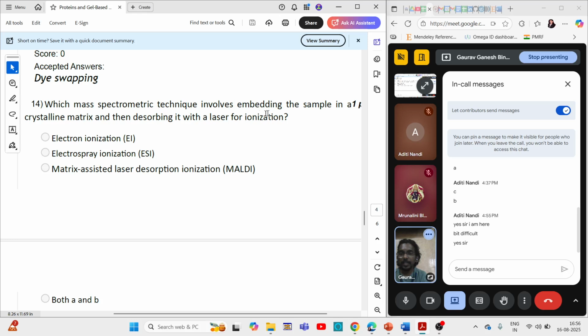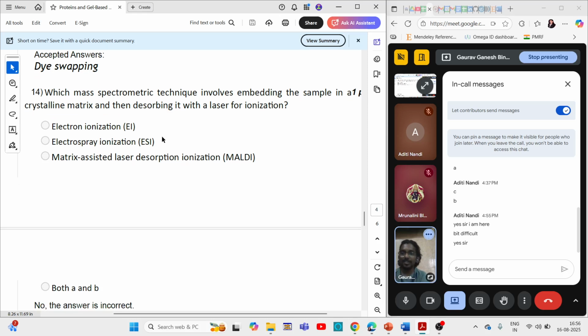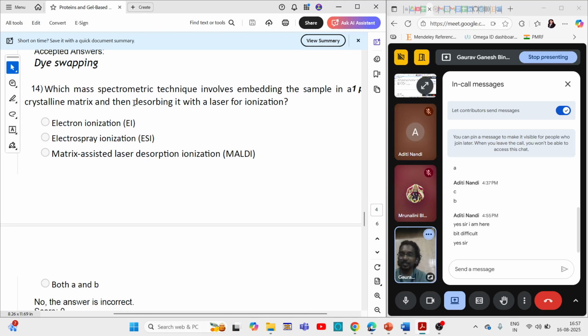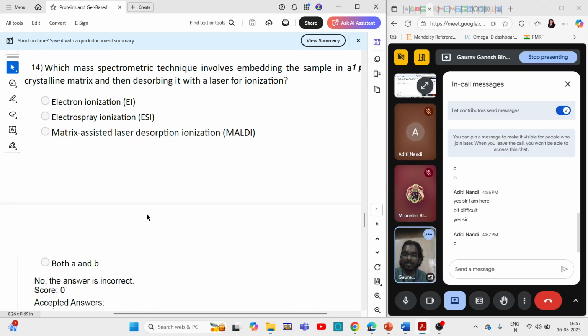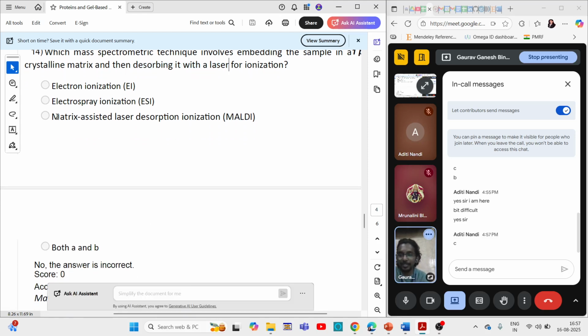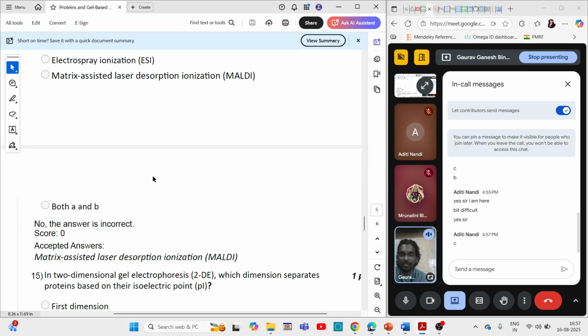The spectrometric technique involves embedding of the sample in a crystalline matrix and then desorbing it with a laser for ionization. It is in the question itself, you can directly answer it. Desorbing it with the laser is in the question, so it is MALDI. So this was not that difficult to answer.